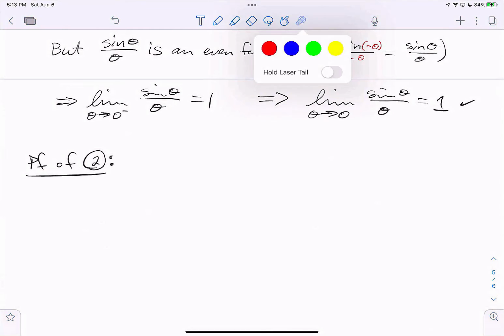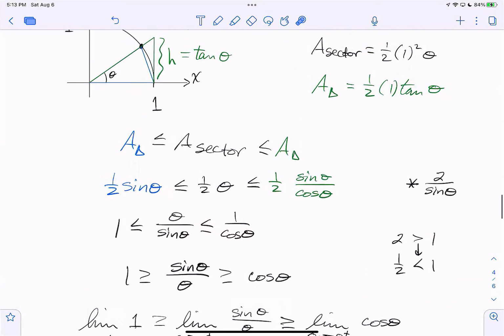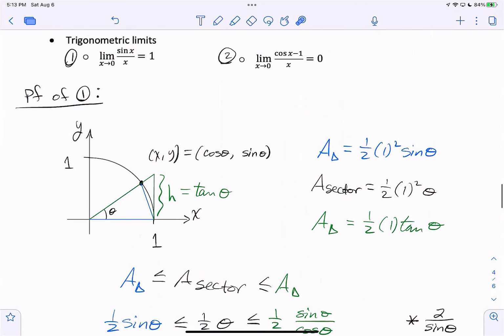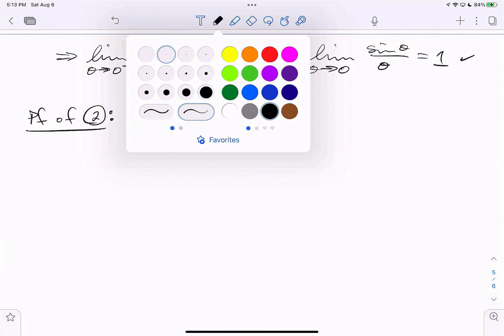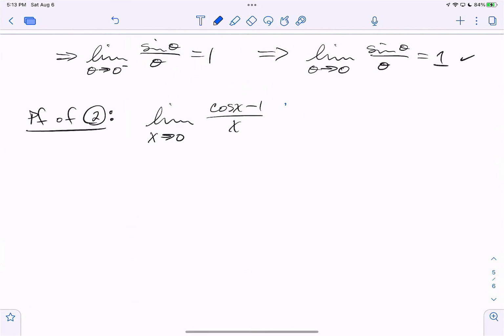Remember, the second limit we were looking at says that the limit as x approaches 0 of (cosine of x minus 1) over x is equal to 0. This one starts out by writing a limit: the limit as x approaches 0 of (cosine of x minus 1) over x. We're going to multiply numerator and denominator by the conjugate of the numerator.